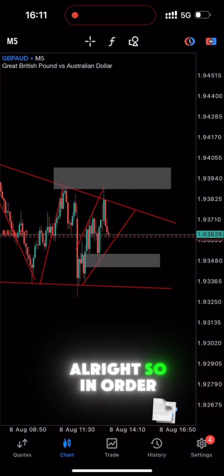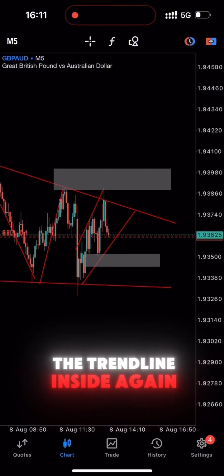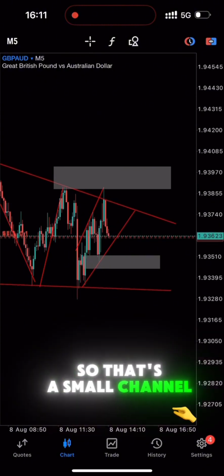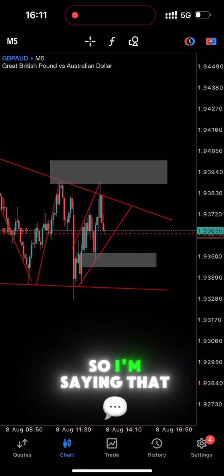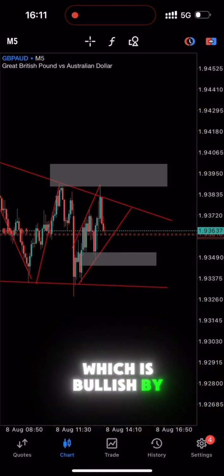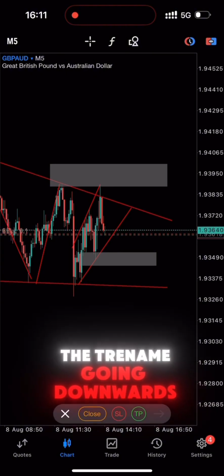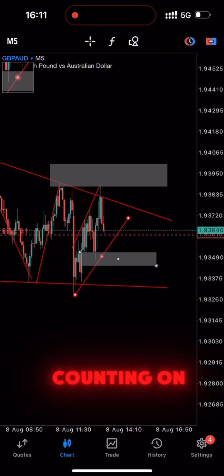All right, so in order to see my trend again, I had to draw the trend line inside again. So that's a small channel in there. I'm saying that the small channel right there, which is bullish by the way, has to break the trend line going downwards. So that is what I'm counting on.